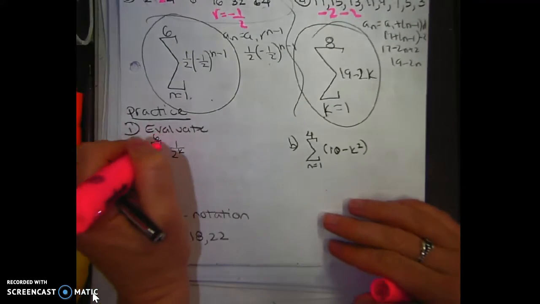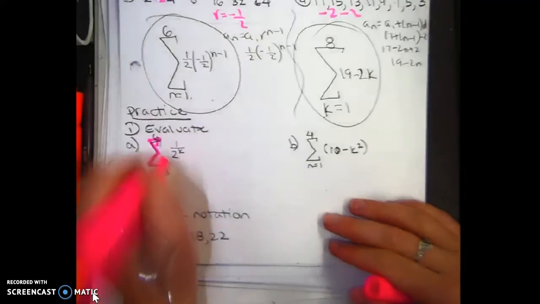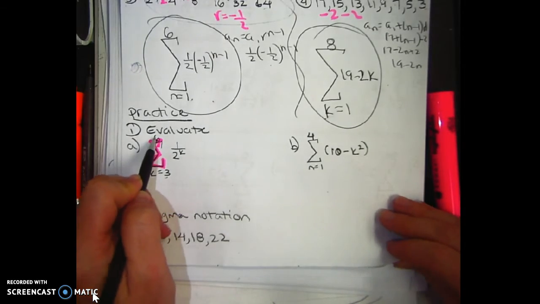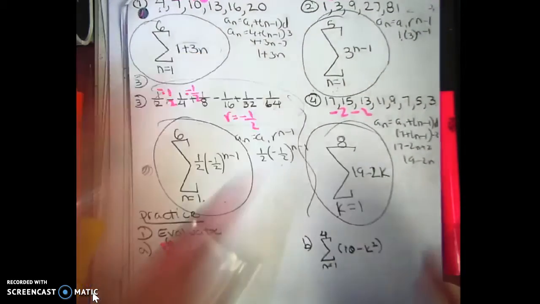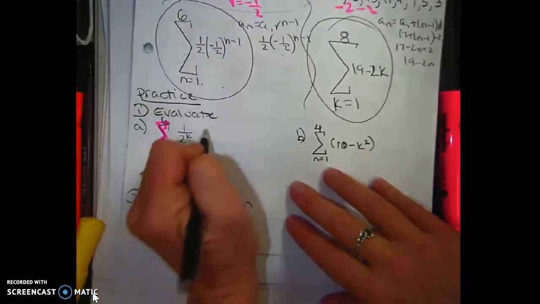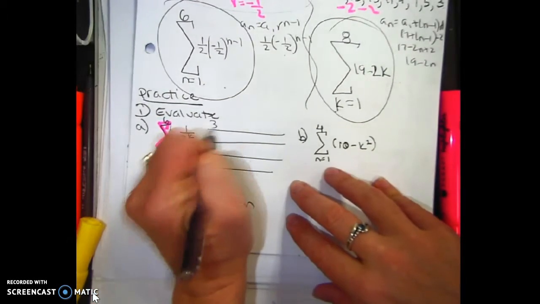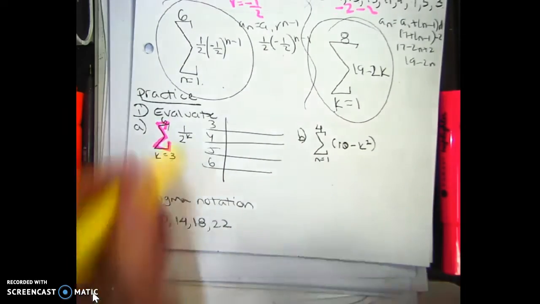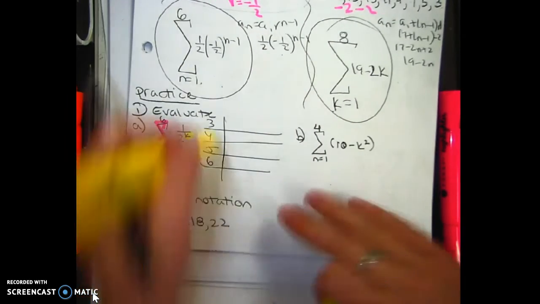Okay, so this is in summation notation, so I want the sum of the third term all the way to the sixth term. This isn't where you created the sigma notation. This is the one where you just list it all in a table. So I'm going to write that down: 3, 4, 5, 6. And I'm starting with the third term. That's what goes in for k.